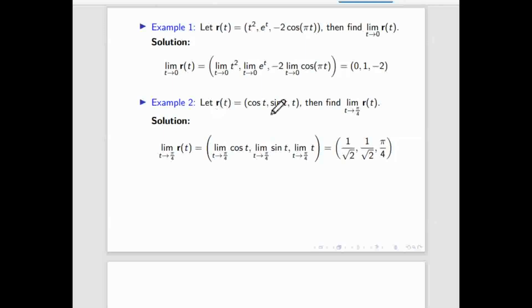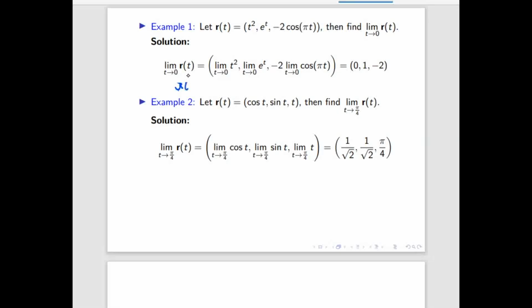So can you say that this function is continuous, this example 1 and 2? The limit of this function at t equal to 0 is this one. If this is equal to R at t naught, then we will say that the function is continuous. So are both the functions continuous or not? That is the question. R at 0 will be what? If you put 0, you will get 0, 1, and minus 2. That means both these functions are continuous.